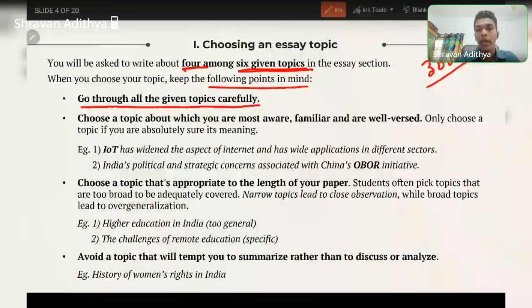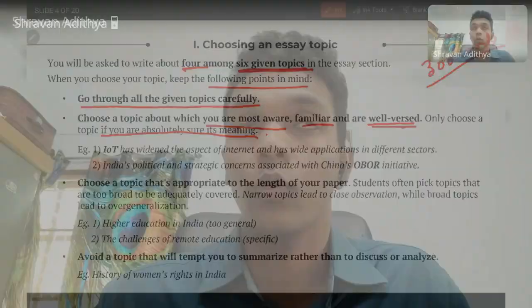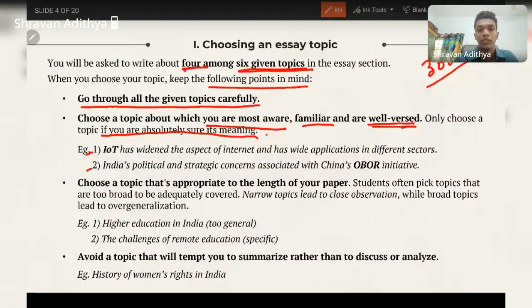Next, choose a topic about which you are most aware, familiar, and well versed. Only choose a topic if you are absolutely sure of its meaning. You must be sure about each and every word given in that topic. For example, suppose these are given in your essay topics: IoT has widened the aspect of internet and has wide applications in different sectors. Suppose this is your essay topic, you must know what IoT stands for.